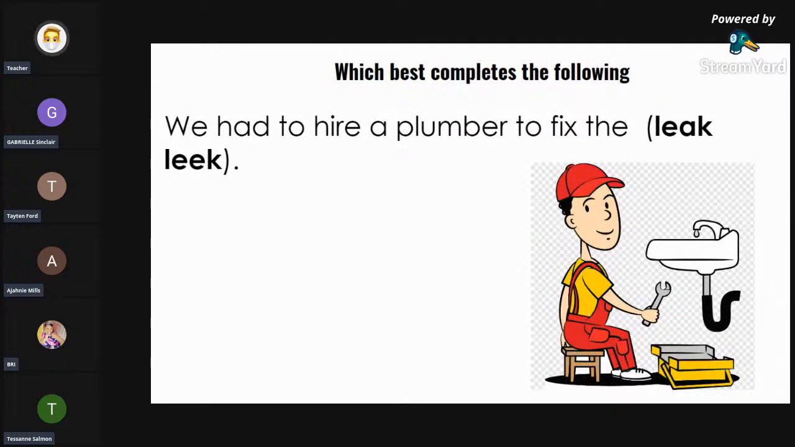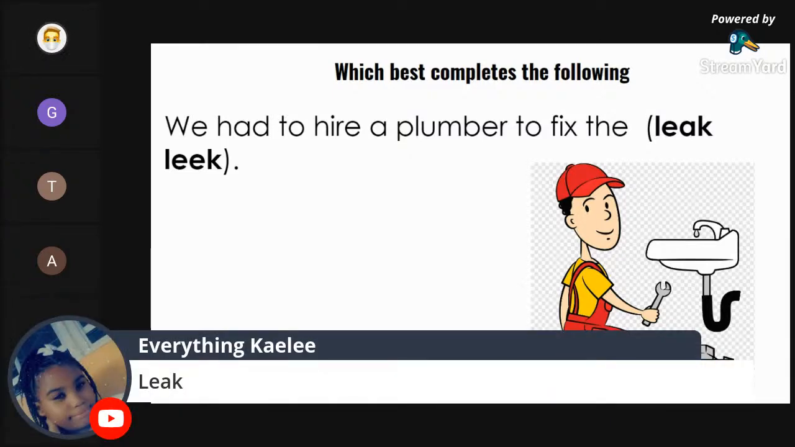We had a question similar to this. Let's bring this one here to our friends on YouTube now. We had to hire a plumber to fix the leak. Which leak do we need to use there to complete that sentence correctly? Hold on, let's see. This looks like Kelly. Kelly says leak. All right, we'll take that. What's the other leak though? This other leak.